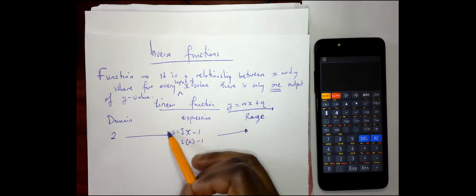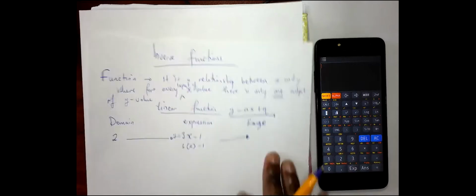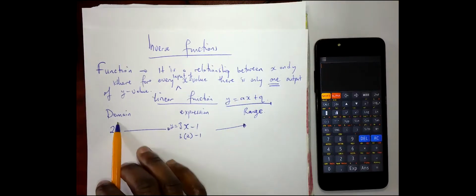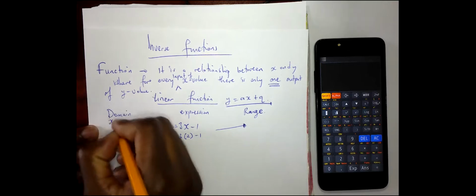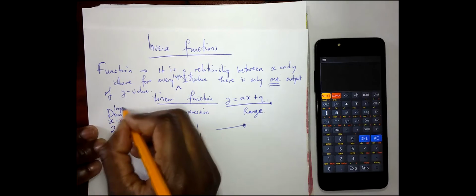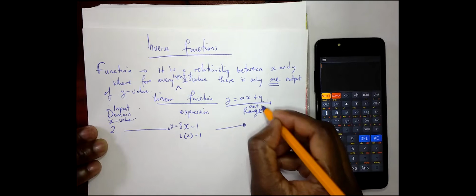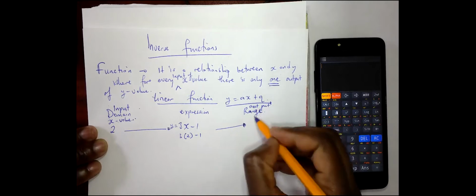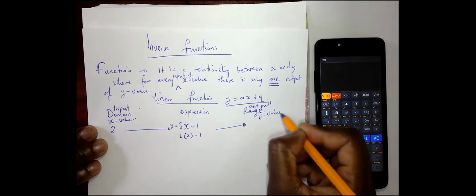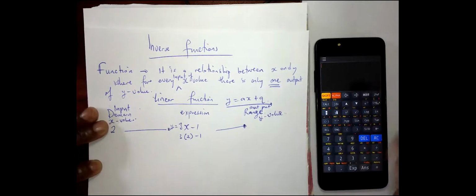The first function that we're going to deal with is the linear function, which is in the form y equals ax plus q. So what is our domain? Remember, domain is the x values, the input values. Here the range is the output values, and it describes your y values. Whenever we're talking of the domain, it's the x values, and range is the y values.